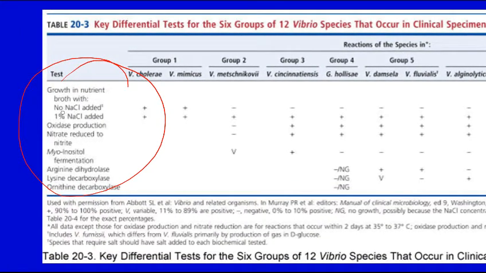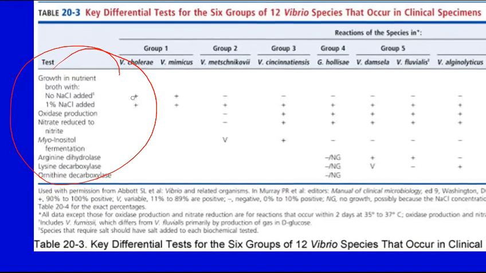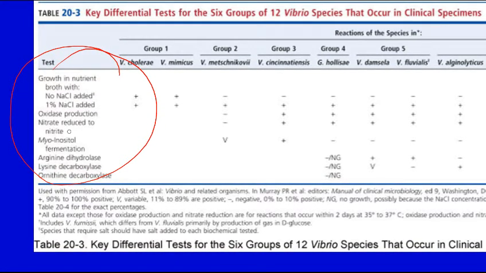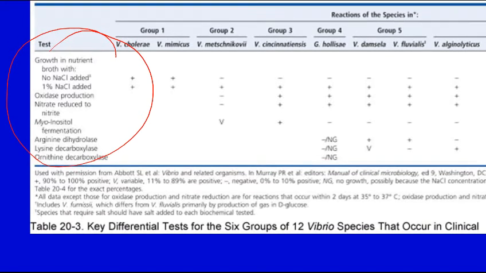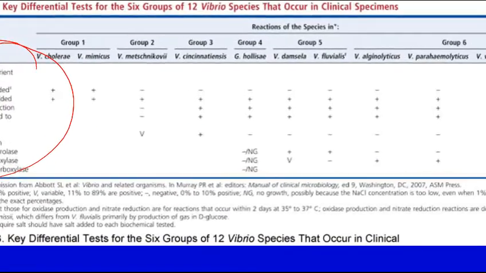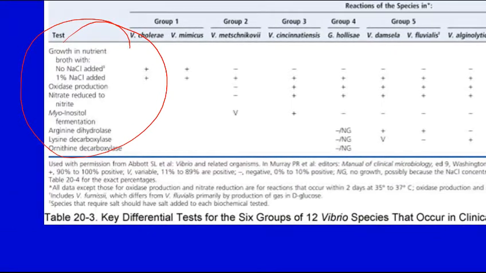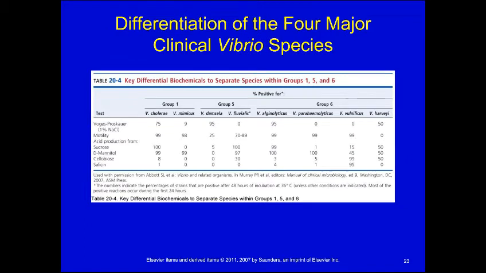broth with no NaCl added, all are negative from group 2 to group 6. However, group 1, which includes V. cholerae and V. mimicus, will still grow on the nutrient broth. Oxidase production, kindly check the result. Nitrate reduced to nitrite. Okay. Group 3, group 4, group 5, and group 6 will reduce nitrate to nitrite. Okay. Next.